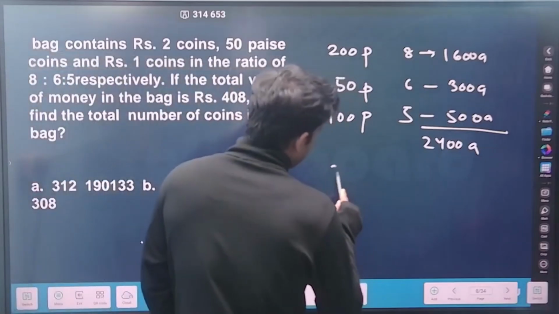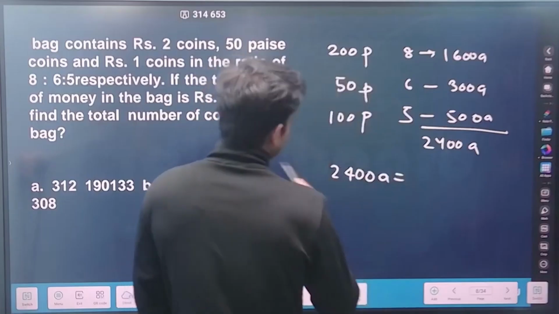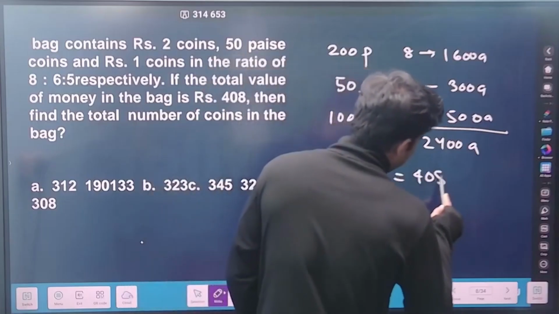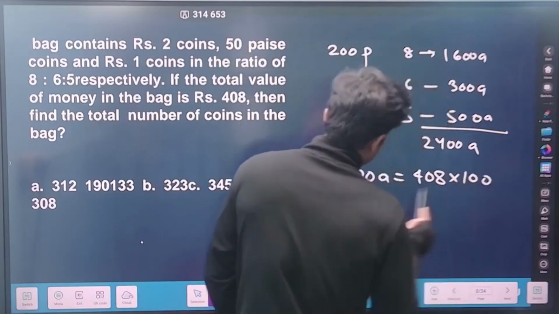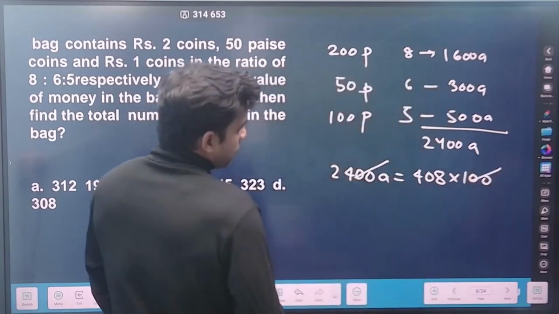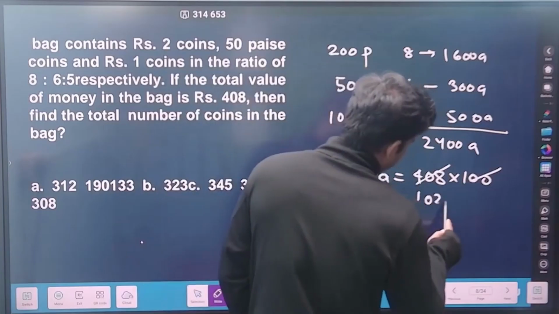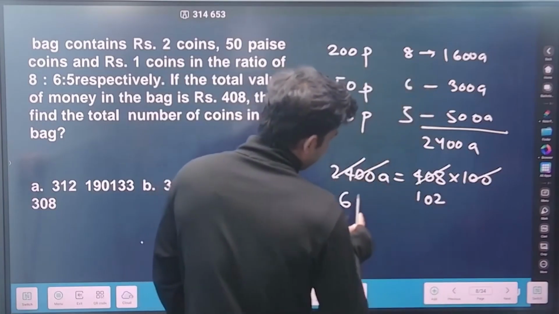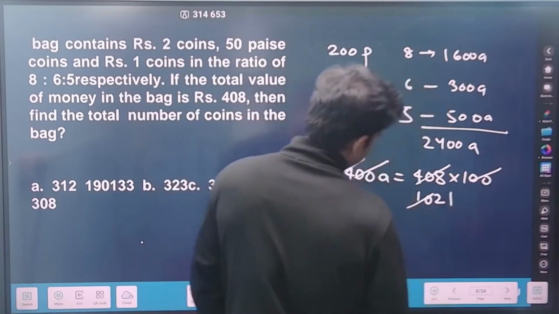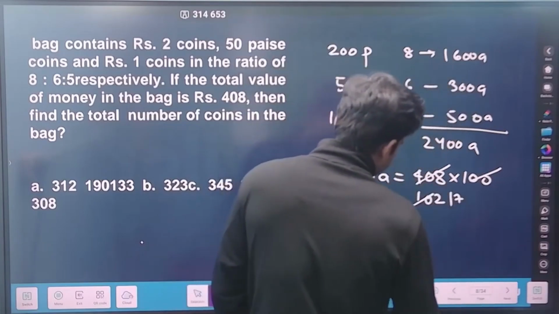So can I write now 2400A would be equal to 408 rupees. They are saying 408 multiplied by 100. Now this zero and this zero get cancelled out. Now 4 ones are 4, 0, 4, 2 fours are 8, 4 sixes are 24, 6 ones are 6, 6 sevens are 42. So the value of A is basically 17.